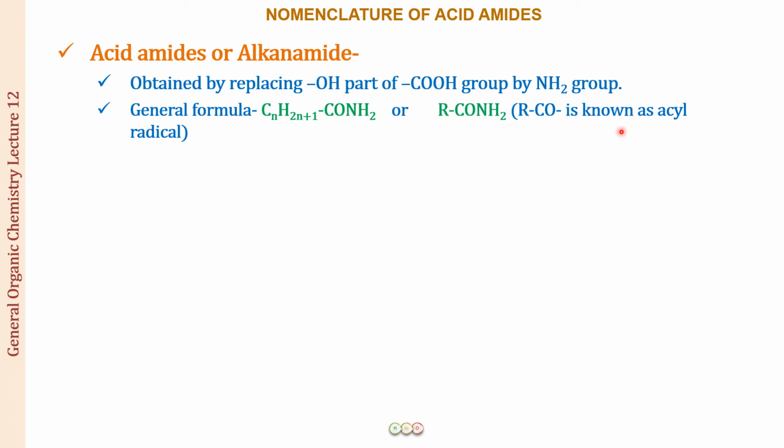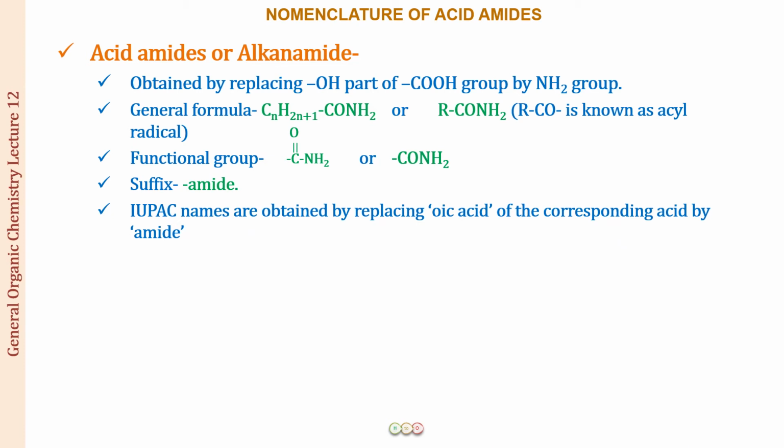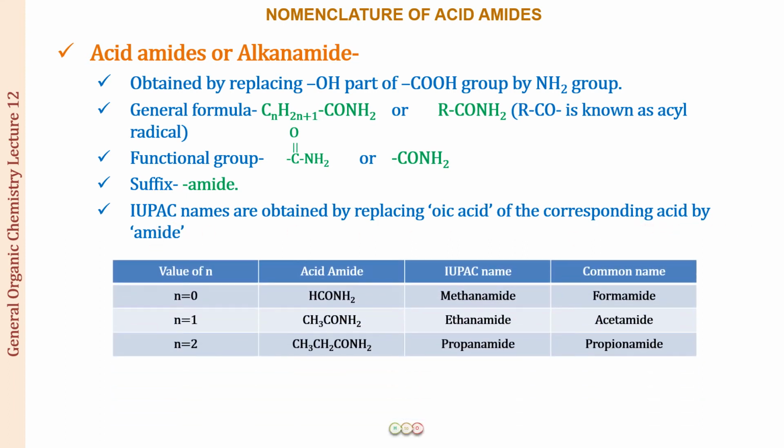Again, the RCO group is called the acyl radical. So the functional group is going to be CONH2. And the suffix we will be using is called amide. So what we will be doing in the IUPAC name is that we will be replacing the oic acid of the corresponding carboxylic acid by amide. So again, a few names for you people.